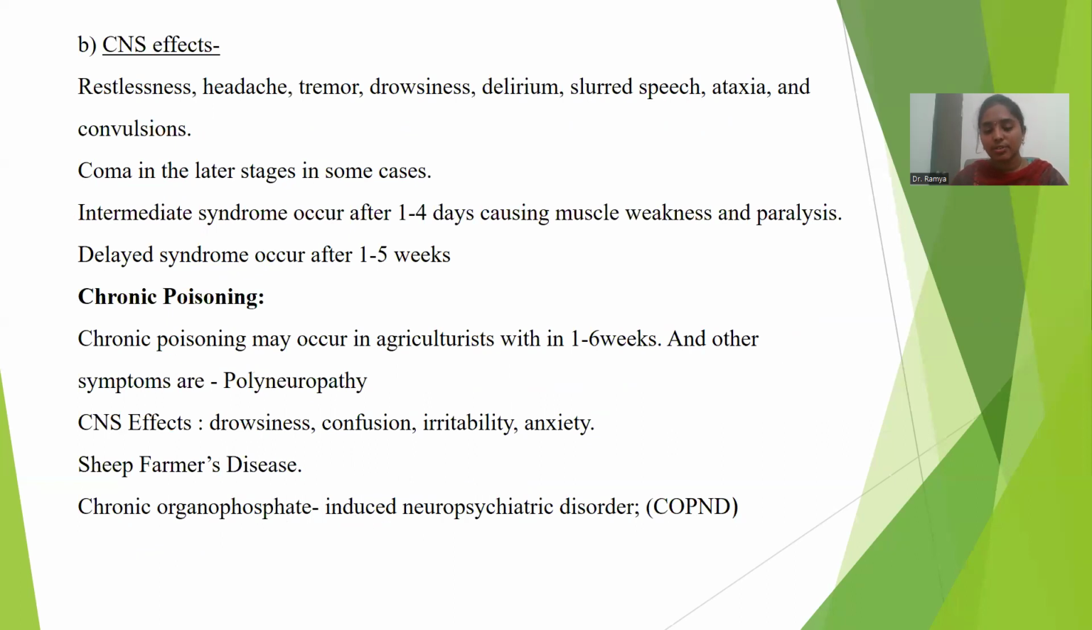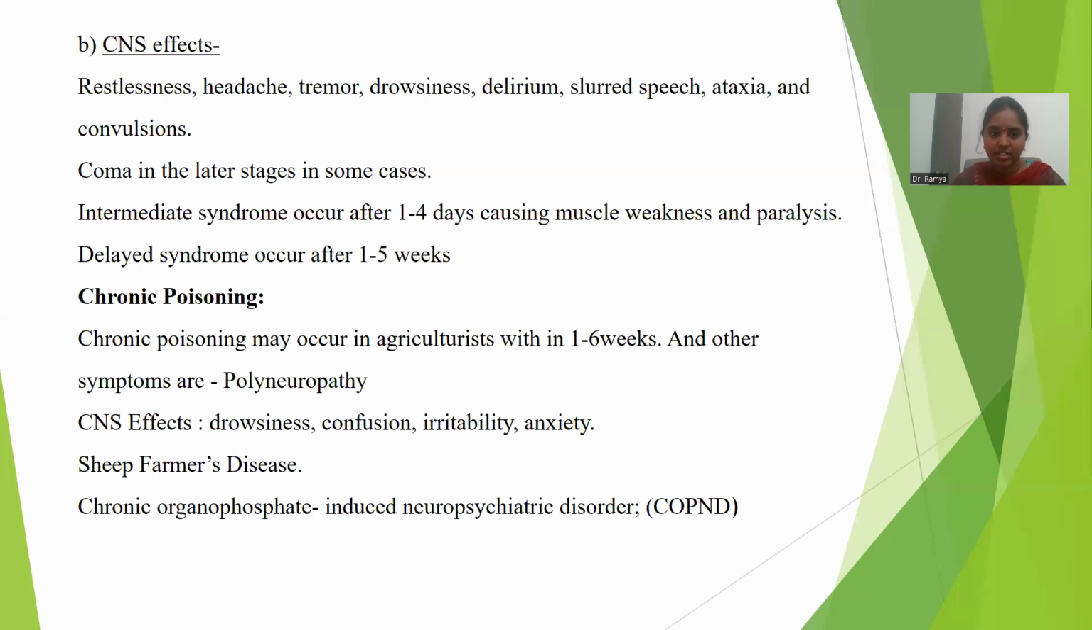Whereas delayed syndrome occurs after 1 to 5 weeks, so it will take a time gap to show the symptoms. Next, chronic poisoning. Chronic poisoning means a person is exposed for a long period of time. So it is more common in agriculturists, within 1 to 6 weeks. And what are the symptoms of polyneuropathy?